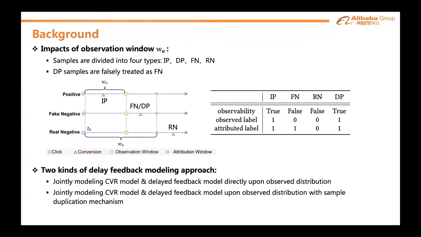IP is the immediate positive sample which converts within WO. RN is the real negative sample. The samples that convert after WO but before WA should have been used as delayed positive samples, DP, but are first treated as fake negatives, FN, during streaming learning. After introducing the WO, there are mainly two kinds of approaches.